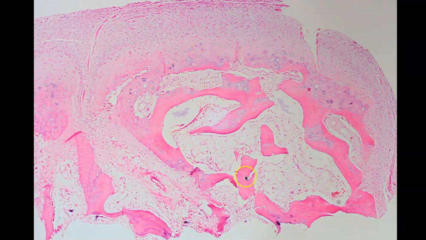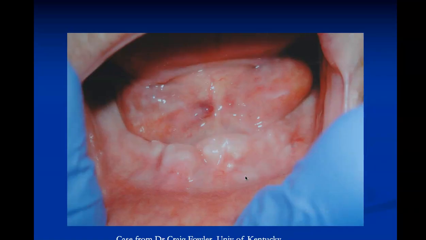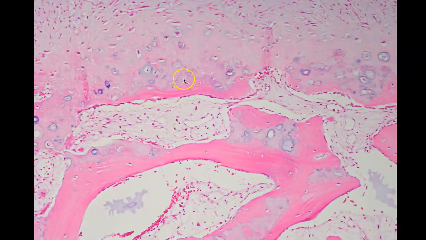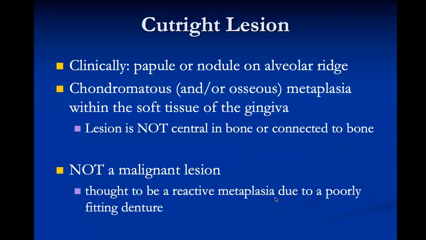So the question that you might ask, is this a chondrosarcoma? So I want to emphasize that no, it's not, because this was in the soft tissue of the mandible, not in the central medullary part of the bone. So even though it has areas where you can see the chondrocytes and you can actually see some bone forming within the cartilaginous tissue, this is a reactive lesion that's referred to as a cut-right lesion. It is not malignant. It is a benign lesion that's reactive, usually due to a poor fitting denture. And what happens, you can have either cartilage or bone within the gingiva. It's not central in the bone.